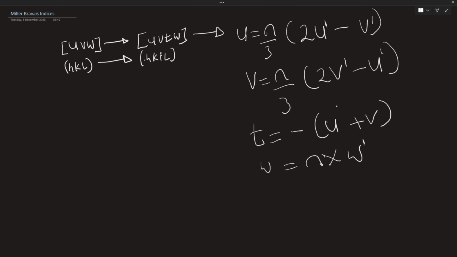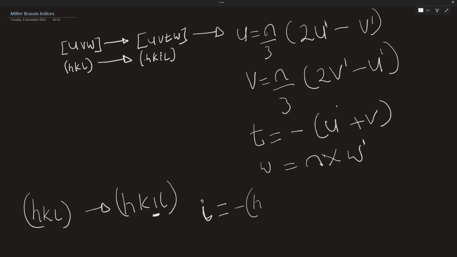Then on the other hand, for HKL to HKIL, all we are concerned about is the i. So formula for looking for our i, every other coordinate remains the same. So just find your i. Our formula to find your i is equals to minus open brackets h plus k.